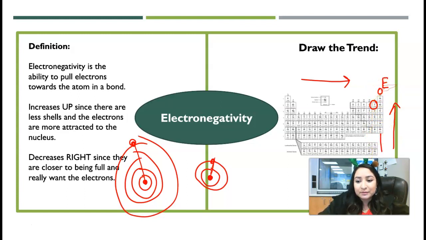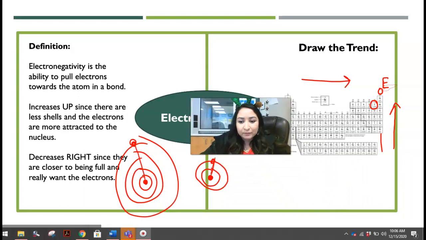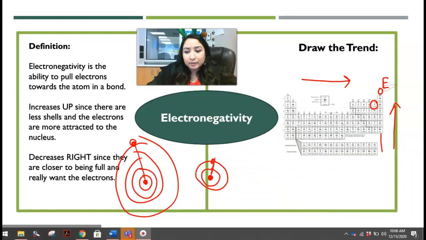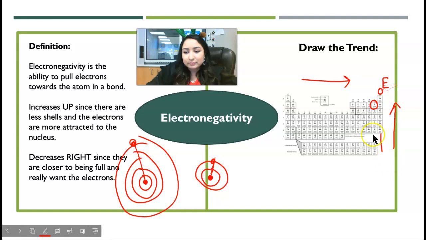Why do noble gases have 0? Well, because they already have their full 8 valence electrons. They don't want any more. They already have their 8.